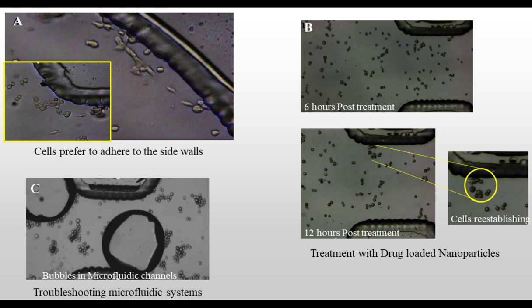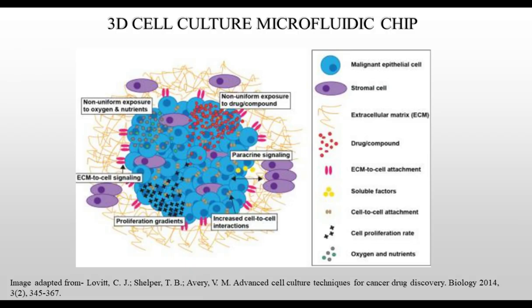Although these studies look simpler, there are several challenges which are encountered in microfluidic systems, the major being controlling evaporation rate and generation of bubbles. So in image C, you can see that we usually end up having these bubbles in the microfluidic chips, which is a major challenge. But overall, if these problems are taken care of, it's easy to establish a 2D or a 3D cell culture system.